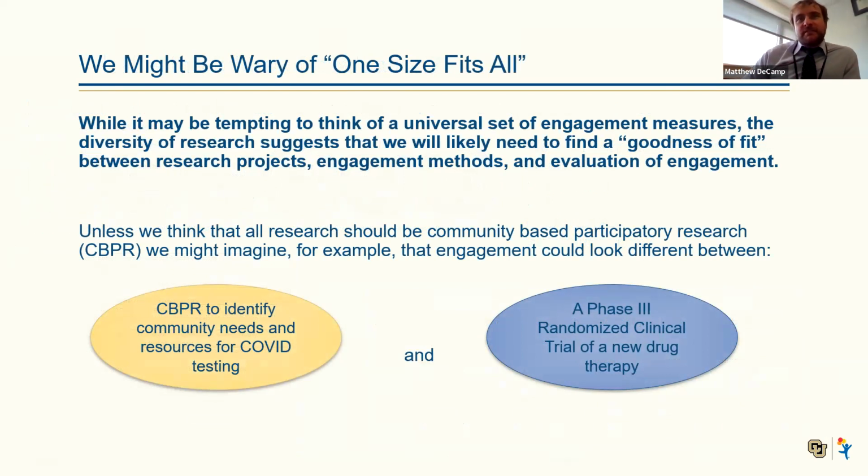It may be tempting for us to think that there should be a universal set of engagement measures, but I think that we have to be wary of this one-size-fits-all approach, because the diversity of research projects suggests that we'll likely need to find this sort of goodness of fit between a particular project, those particular methods, and their evaluation. So unless we think, for example, that all research should be community-based research, and we might think that it should all be CBPR, we might imagine that engagement could look very different between a CBPR project to identify community needs and resources for COVID testing versus, say, a phase 3 randomized clinical trial of a new drug therapy. So I think we might agree that the way we conceptualize engagement and then the way we evaluate engagement could be very different between those two types of projects. We'll go to the next slide.